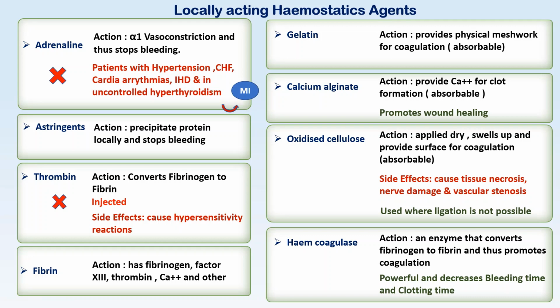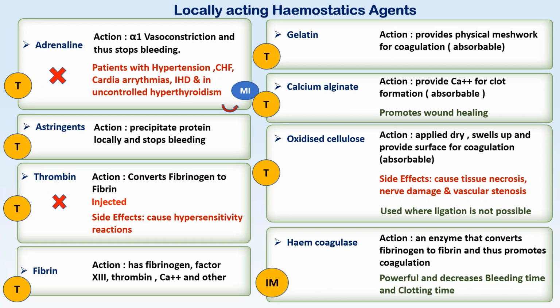Among these locally acting hemostatics, adrenaline, astringent, thrombin, fibrin, gelatin, calcium alginate, oxidized cellulose are given topically, whereas hemocoagulase is given IM, IV and subcutaneous route.